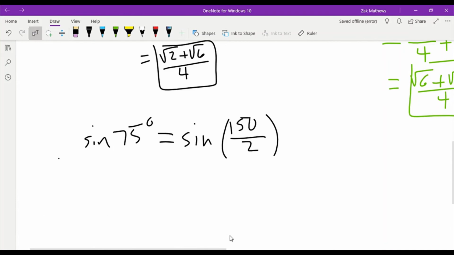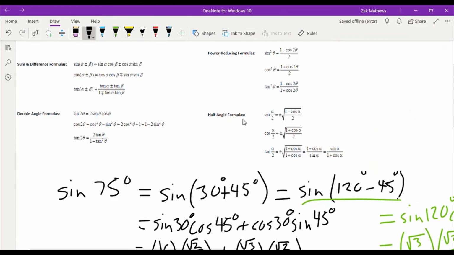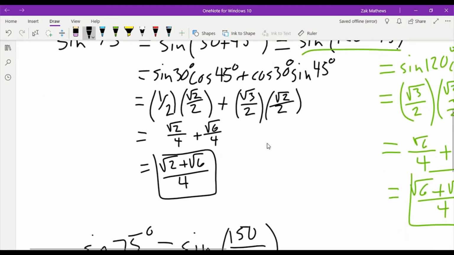Clear this away for a second. All right, so now let's see what the half angle formula tells me. Half angle formula says sine of alpha over 2 equals plus or minus the square root of (1 minus cosine alpha) over 2. Well, here's where we have to make that decision, plus or minus.